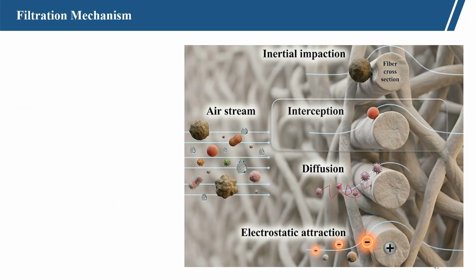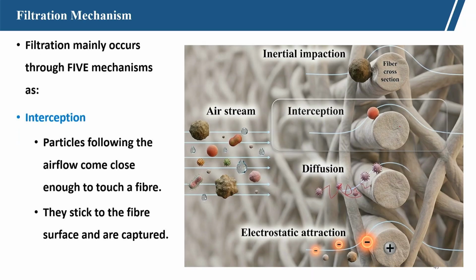Next is interception. You can see here, the particles follow the air flow and come close enough to touch the fiber. So, the air flow is there and the particle is close to the fiber, and it will stick to the surface, where there is a narrow path. So, where the path is narrow, the particle will get entrapped on the surface of the fiber.